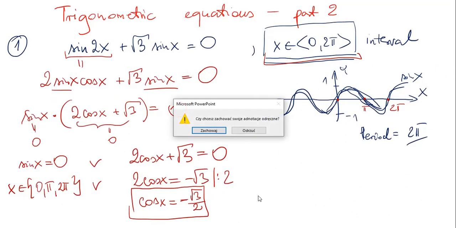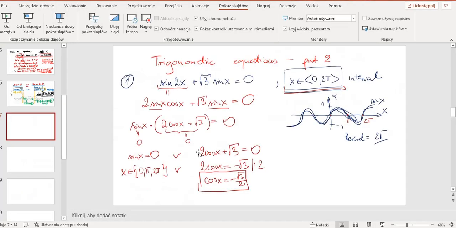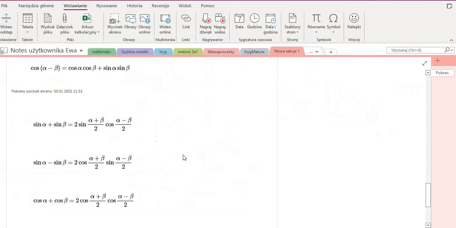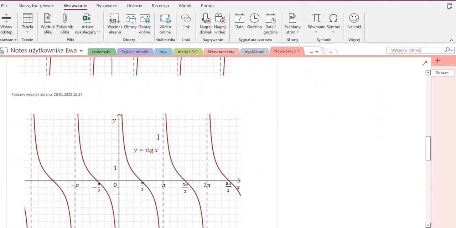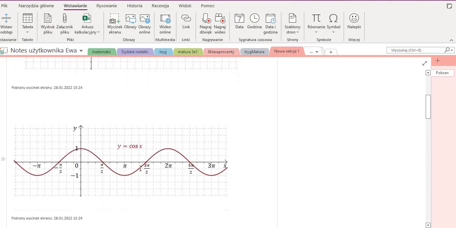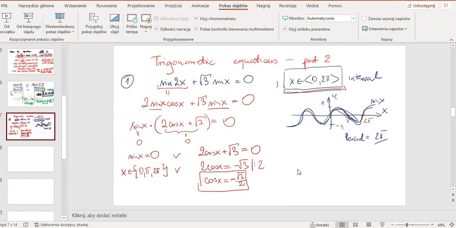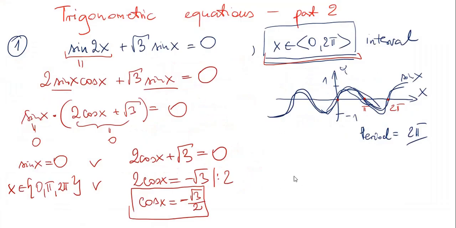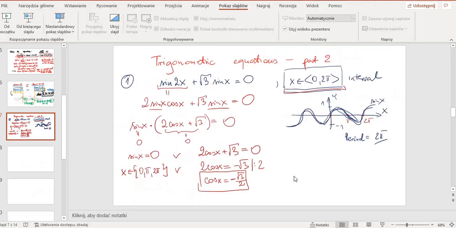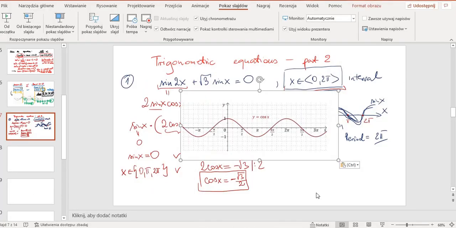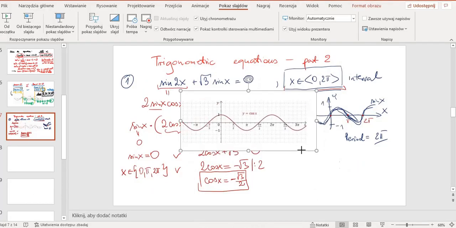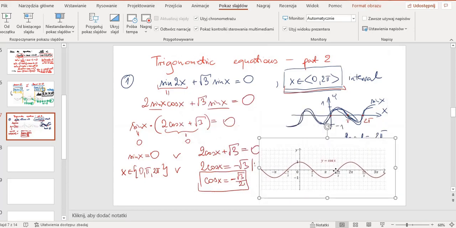Okay, but I have to just get out of this presentation for a moment, and let's look for a cosine. Here we have cosine. Okay, so let's use our cosine. Let's take a look.